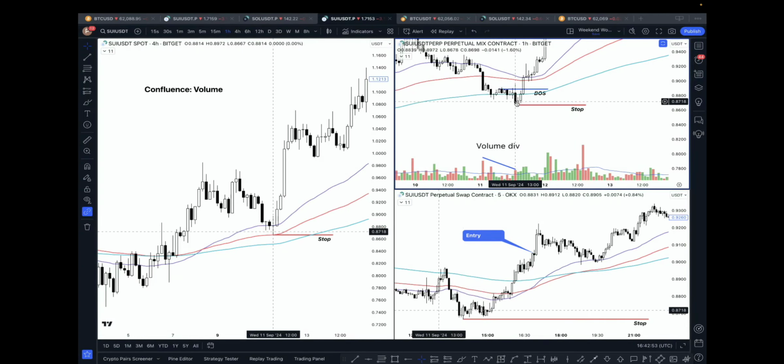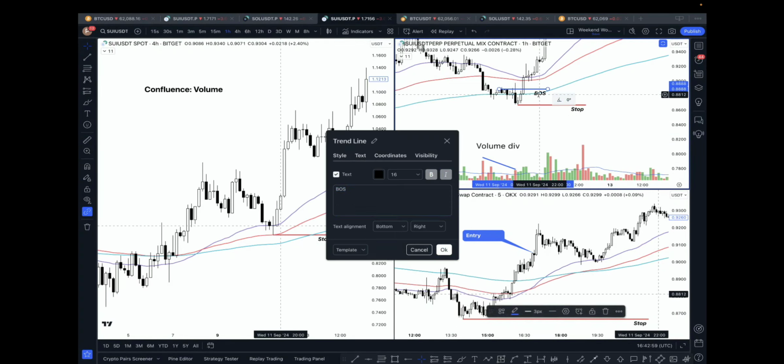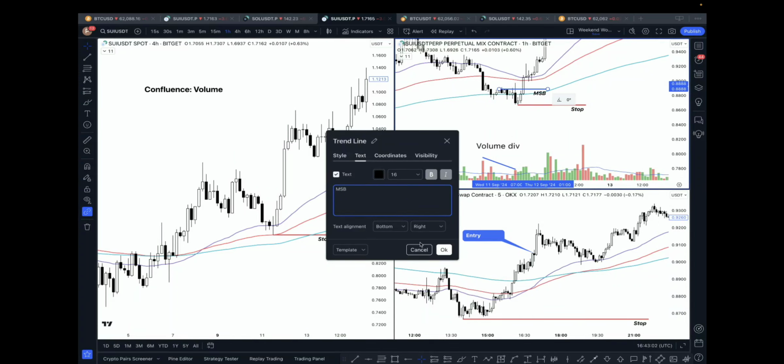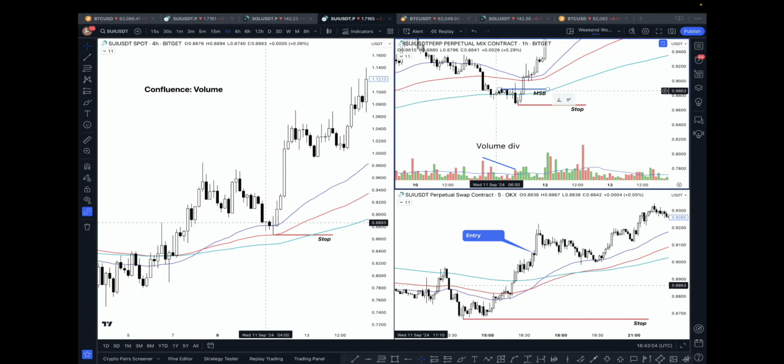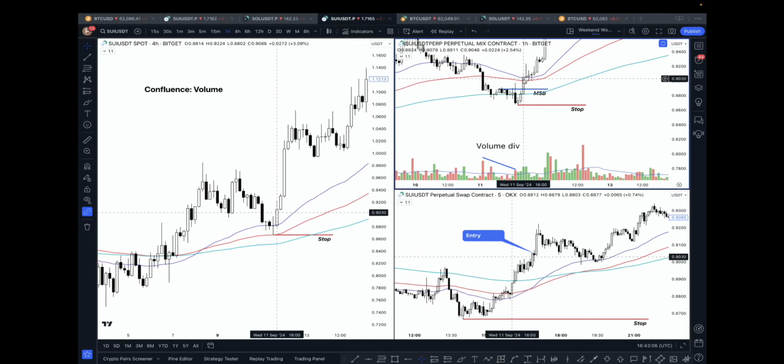There's a volume divergence, but you can't just enter right away because it might go lower again with even lower volume. What do you wait for? Break of structure, or sorry, should be an MSB. My bad. Market structure break, which is what? The swing high before the lowest low, price breaks above it, candle close of this 1 hour candle, your secondary time frame. That's your trigger to get in, stop loss at the lows, very simple.